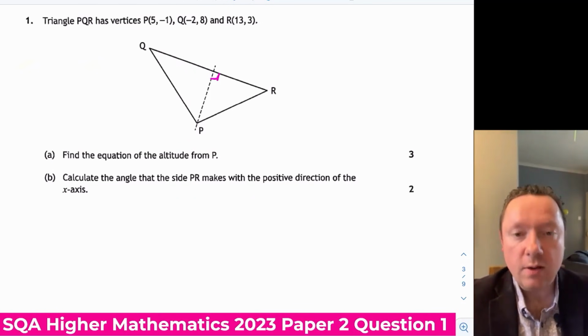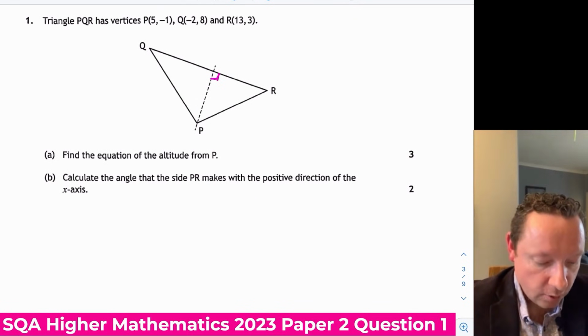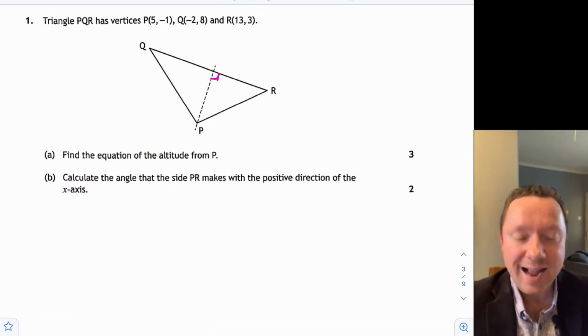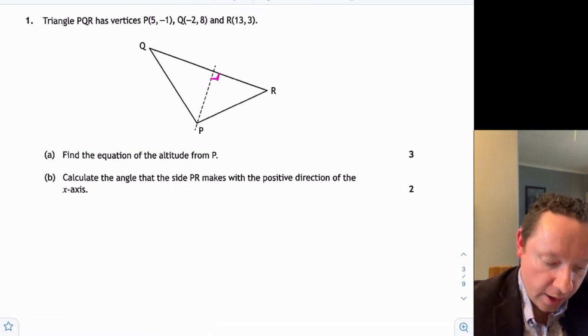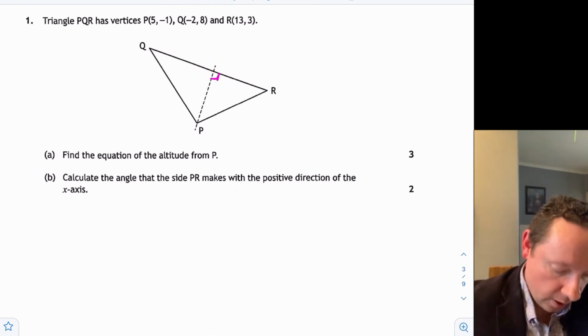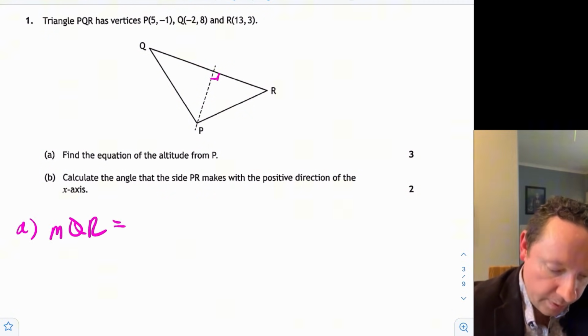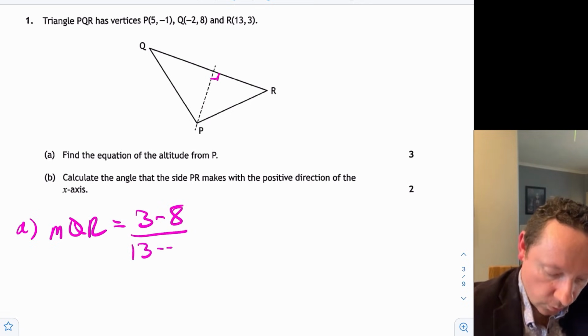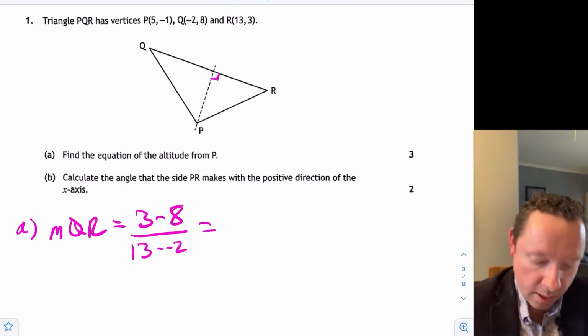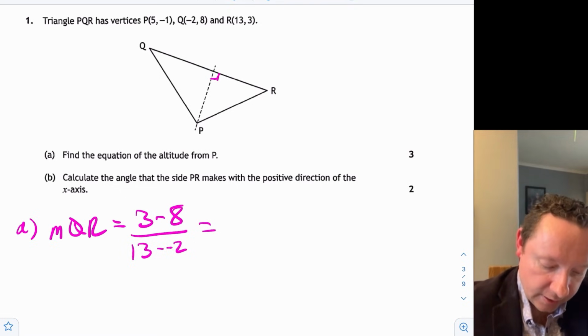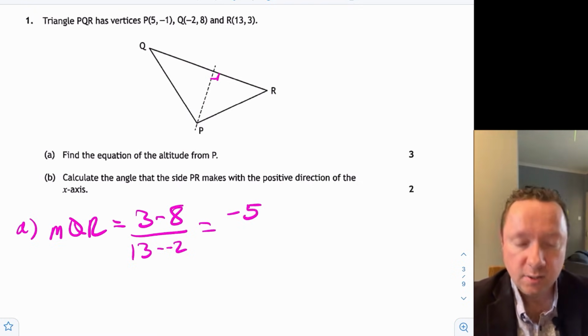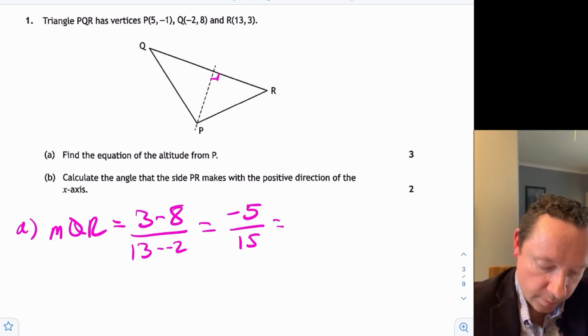SQA Higher Maths 2023 Paper 2 Question 1. Triangle PQR has these vertices. Find the equation of the altitude from P. Well, what they're drawing in is a right angle. So if I can find the gradient of QR, I'll know the gradient of the perpendicular. So part A, the gradient of QR. I've got 3 minus 8 on the top over 13 minus 2. y2 minus y1 over x2 minus x1. 3 take away 8 is negative 5. 13 minus 2 is 15. That gives me minus 1/3.